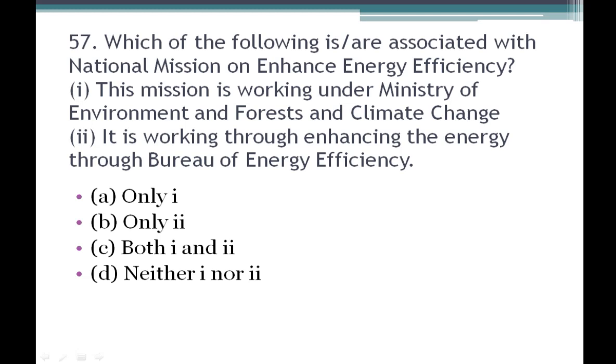Question number 57. Which of the following is or are associated with National Mission on Enhanced Energy Efficiency? Number 1. This mission is working under Ministry of Environment and Forest and Climate Change. Number 2. It is working through enhancing the energy through Bureau of Energy Efficiency. The correct answer is option B, that is only 2, because this mission is working under Ministry of Power.